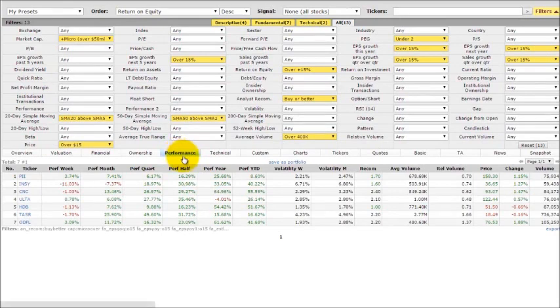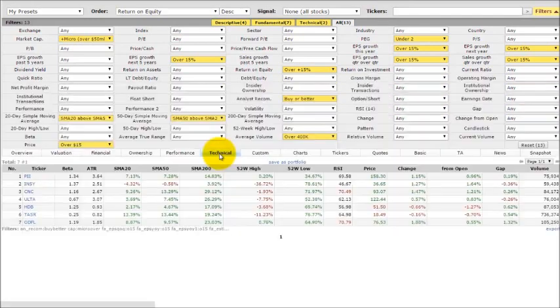Then there is the performance. You can compare them by how they've performed year to date, over the last year, whatever the case might be. Technical, you can see how far extended they are from their 20-day moving average, their 50-day moving average, and their 200-day moving average. These are the only moving averages used within Finviz Screener. You can't look at 10, you can't look at 30. It's only 20, 50, and 200. And those are fairly good for the average trend trader.